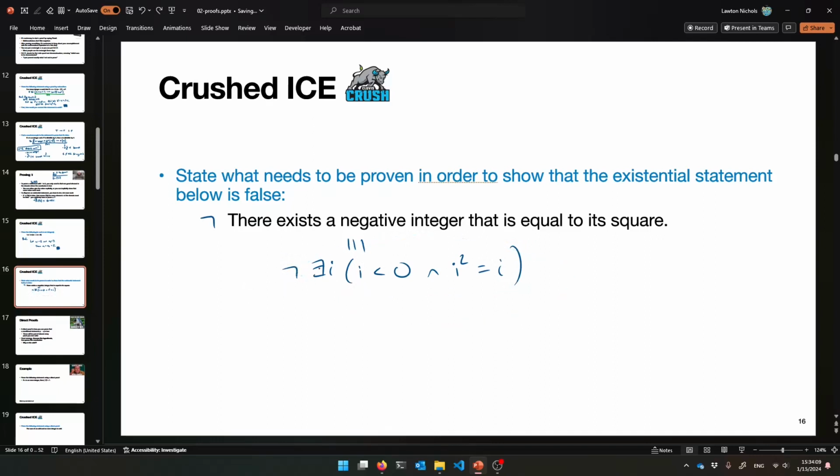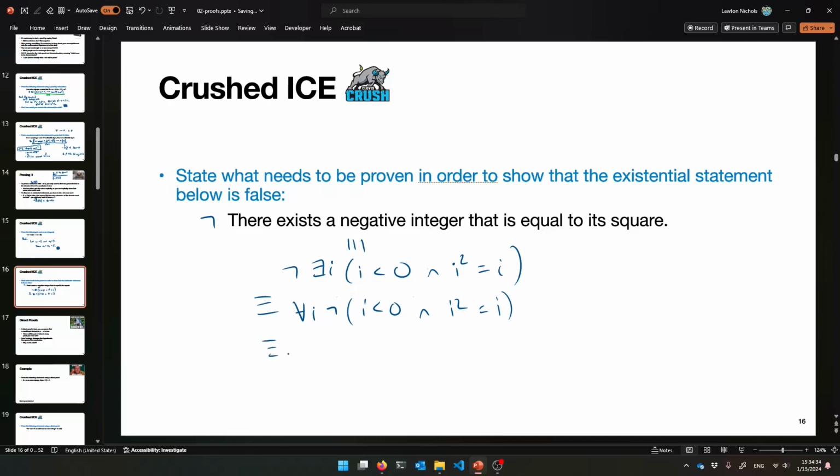We can't really initially prove this. We kind of got to push the negation inward. So let's do that, all right? Then we'll come up with something that we can eventually show. So how do you push the negation inwards? Well, if you push it inside here, you get that for all I, it flips to for all, and then you negate the inside. For all I, it's not true that I is less than 0, and I squared is equal to I. And then you can push that negation inside even further, right? You have a De Morgan's law.